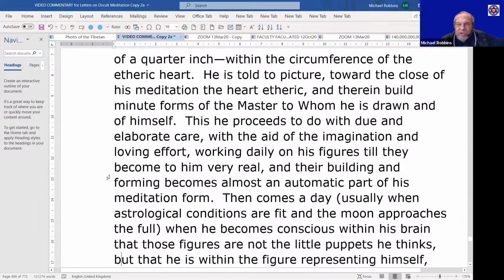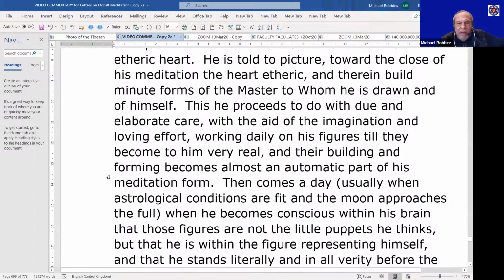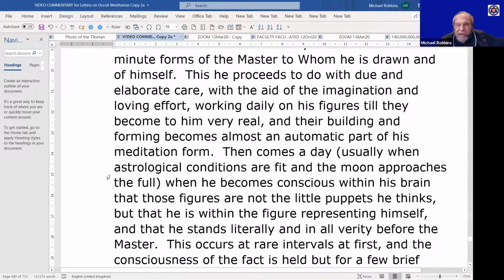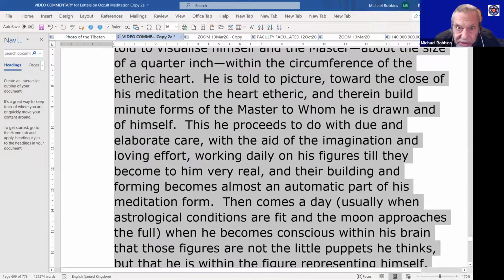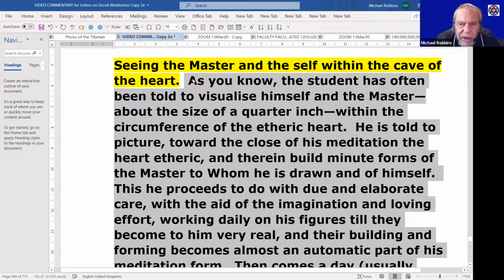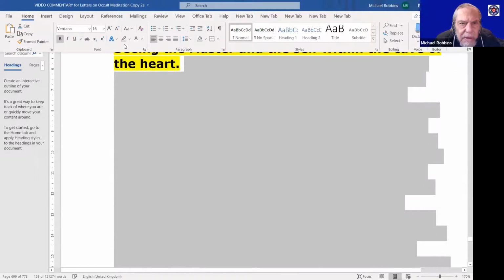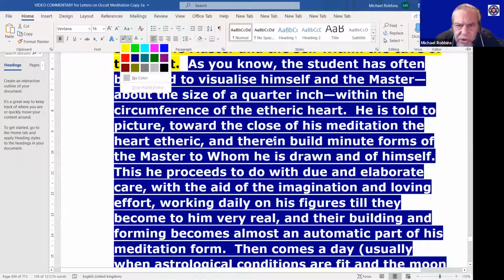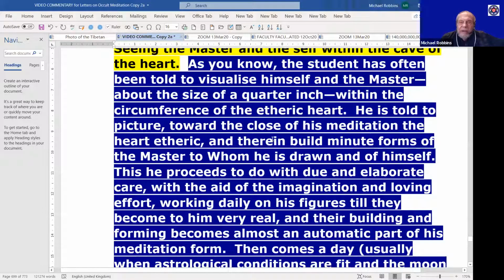Then comes the day, usually when astrological conditions are fit and the moon approaches the full, when he becomes conscious within his brain that these figures are not little puppets, but that he is within the figure representing himself, and that he stands literally and in all verity before the Master. This, however simple it may seem, is a very occult method and important for those who would truly contact the Master.